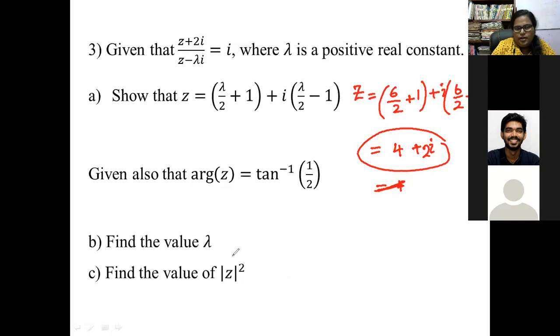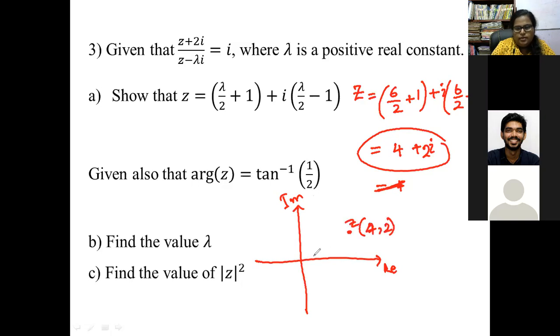So after finding this z, we can draw this value here on an Argand diagram. This one is real, this one is imaginary, right? So this is 4, 2 here. This is z.